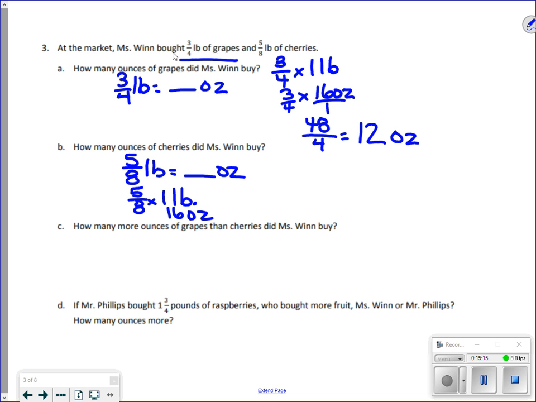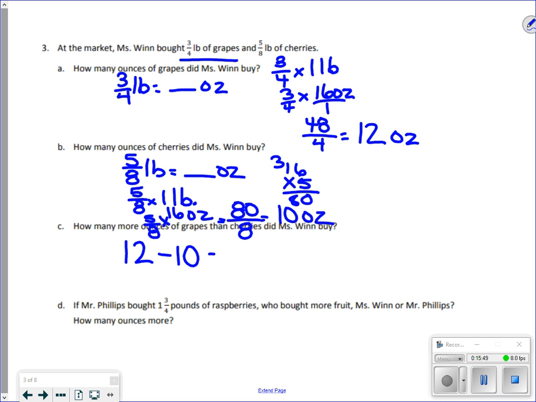Okay. So 5/8 times 16 ounces. 16 times 5 is 80. I could have done 2.0, but I didn't. 80 divided by 8 is 10 ounces. How many more ounces of grapes than cherries? That's 12 minus 10. 2 ounces more. Yes.